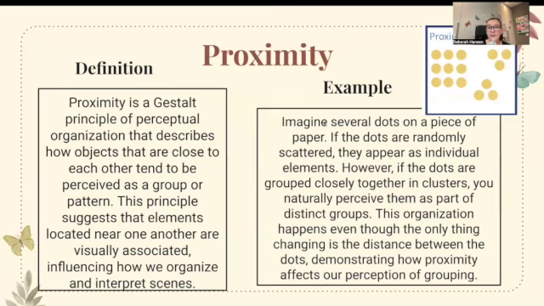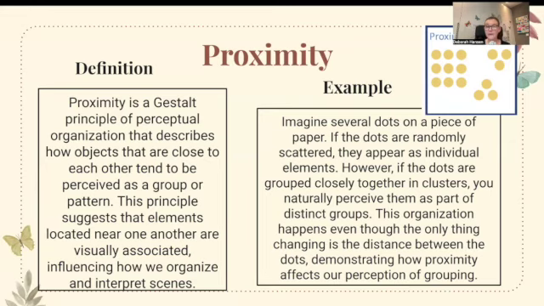Proximity. Proximity is a Gestalt principle of perceptual organization that describes how objects that are close to each other tend to be perceived as a group or pattern. This principle suggests that elements located near one another are visually associated, influencing how we organize and interpret scenes.